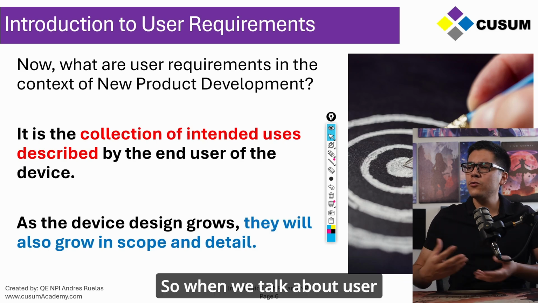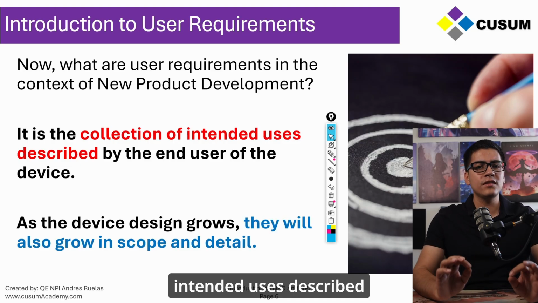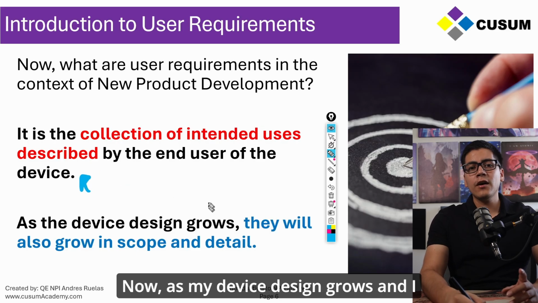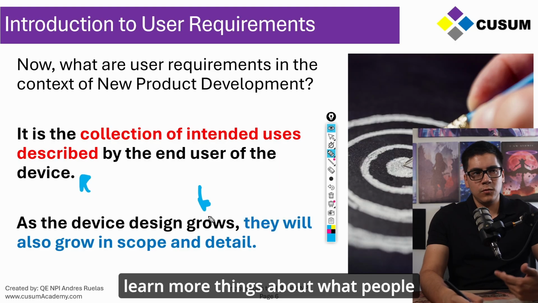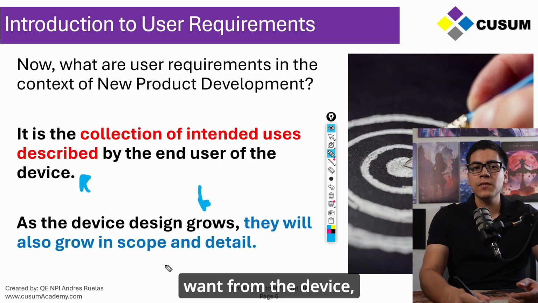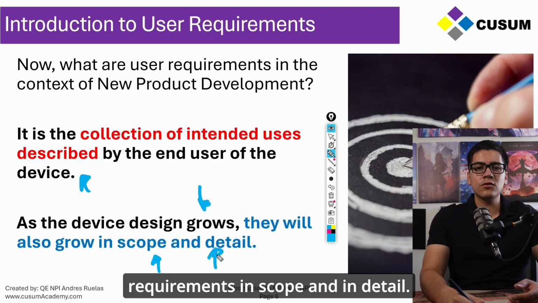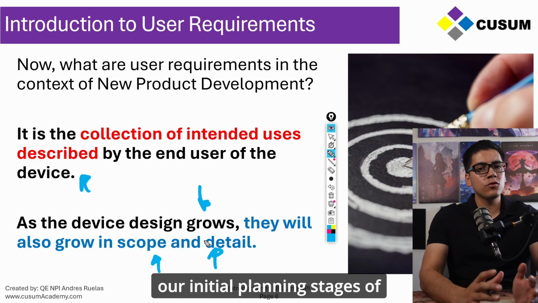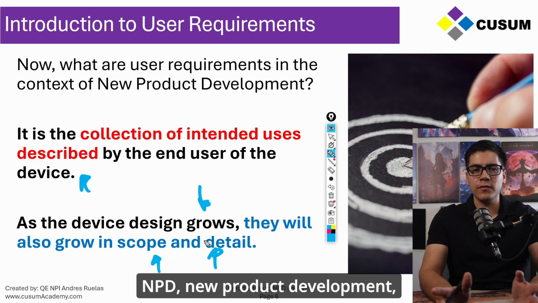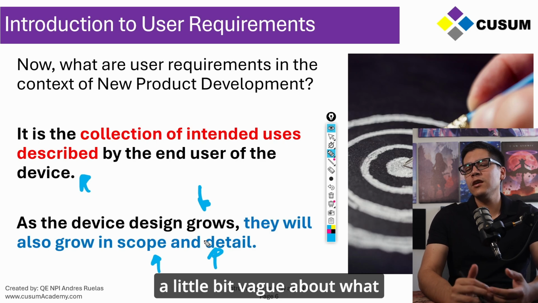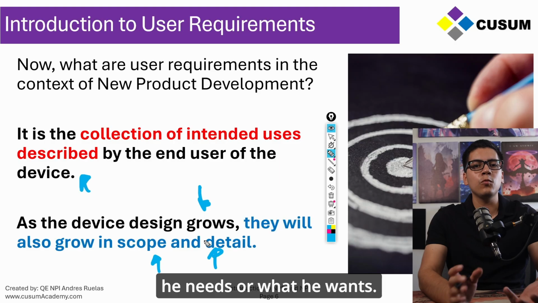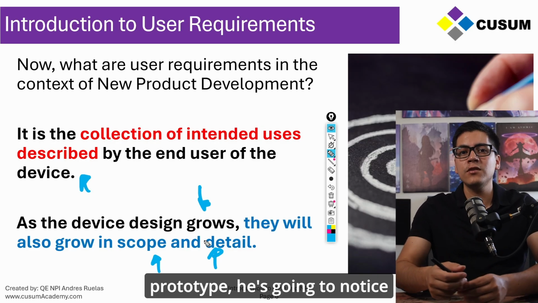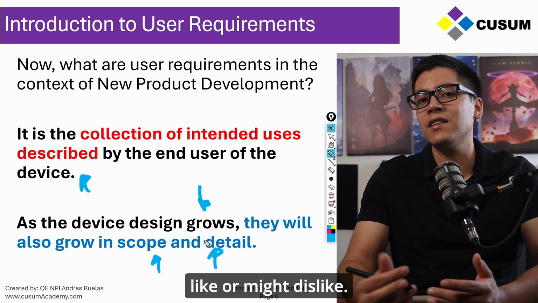When we talk about user requirements, it is the collection of the intended uses described by the end user of this device. As my device design grows and I learn more about what people want from the device, we will also grow the user requirements in scope and in detail. When we first start recording the user requirements during the initial planning stages of NPD, new product development, it is common for the user to be a little bit vague about what he needs or wants. When I give him a working prototype and he works with it, he's going to notice more things that he might like or dislike.